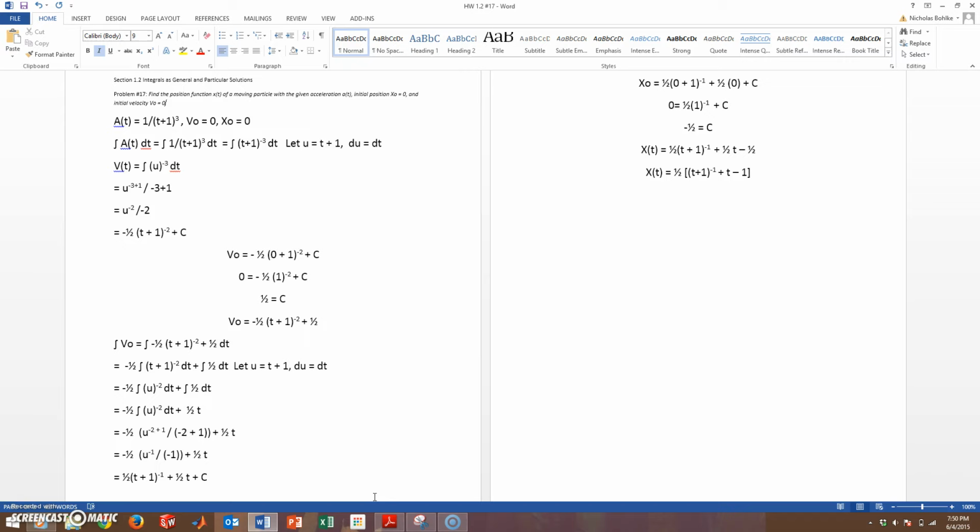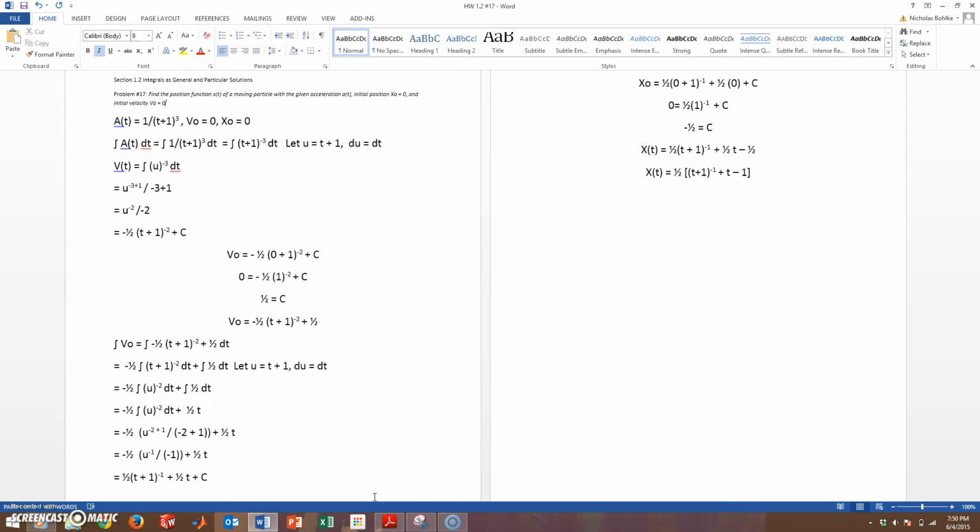In order to solve this, it's a simple substitution. We're going to let u be equal to t plus 1 and du equal to dt. So now we have v sub t equals the integral of u to the negative third dt. To do this integration, we just use the power rule. So we get u to the negative third plus 1 over negative 3 plus 1, which gives u to the negative second divided by negative 2, which simplifies to negative 1/2 of the quantity t plus 1 to the negative second plus our constant c.